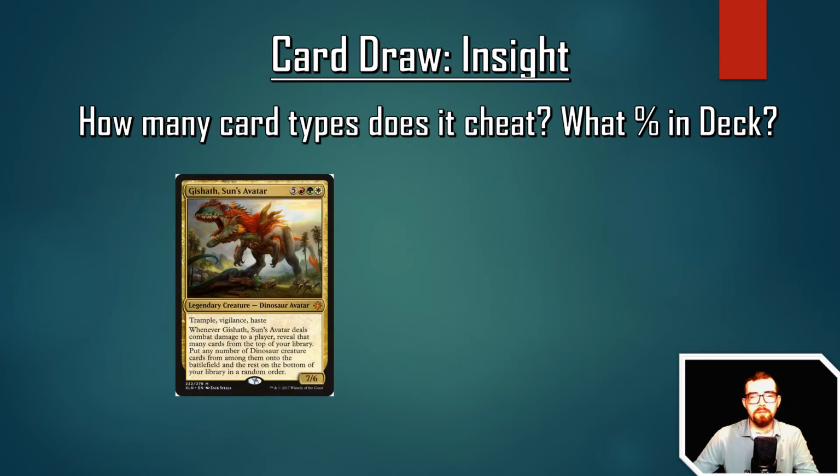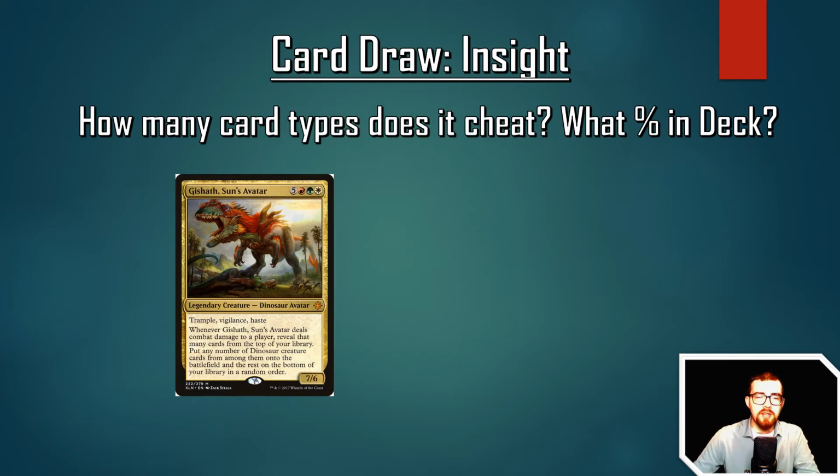One of the big bads that one of my buddies Chris plays is Gishath, Sun's Avatar, 5 and Naya, or red, green, white. It is a legendary creature, Dinosaur Avatar. It is a 7/6 with trample, vigilance, and haste.